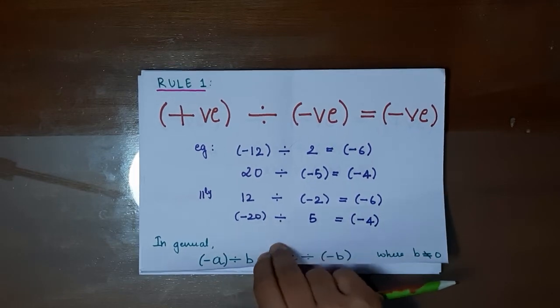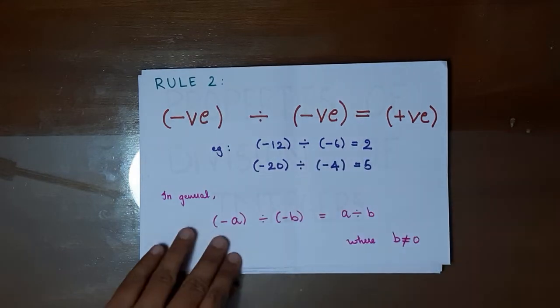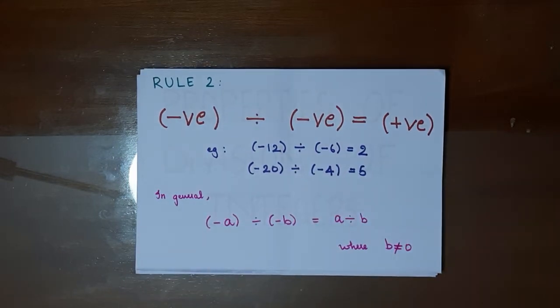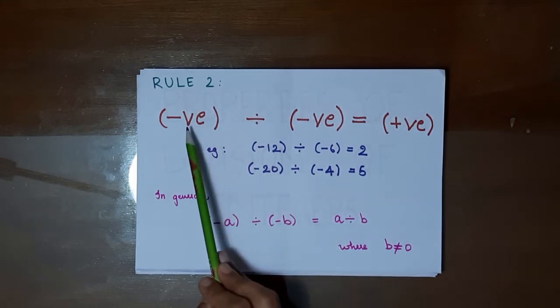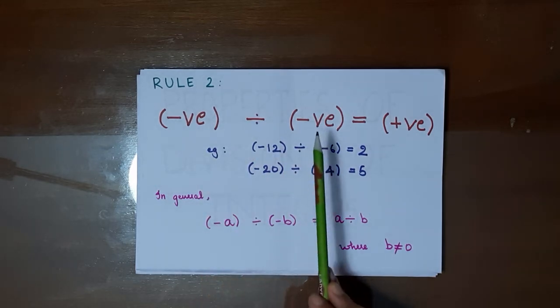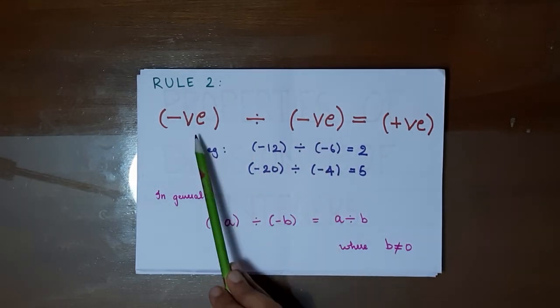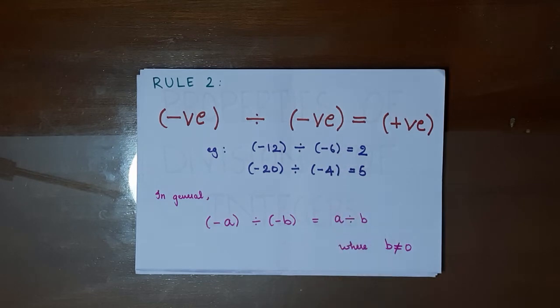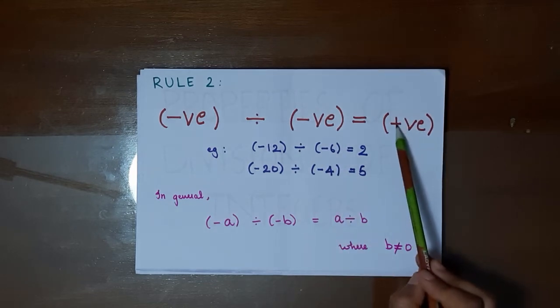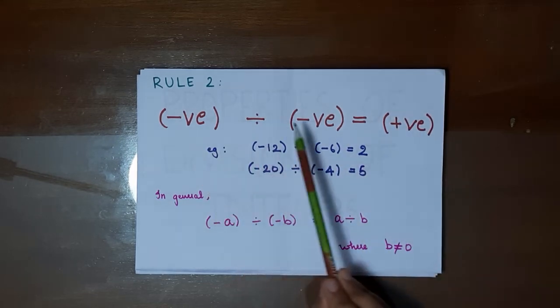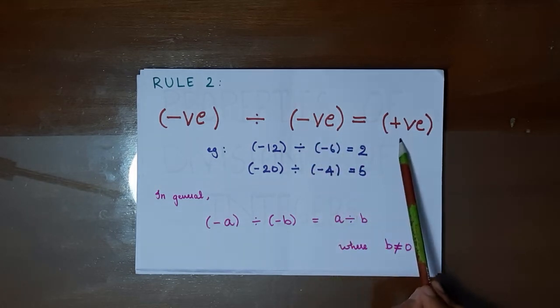Rule number 2. When we divide a negative integer by a negative integer, we first divide them as a whole number and then put a positive sign. Whenever we divide a negative integer by another negative integer, we divide those two integers as a whole number and then we put a positive sign. Negative integer divided by negative integer gives a positive integer.